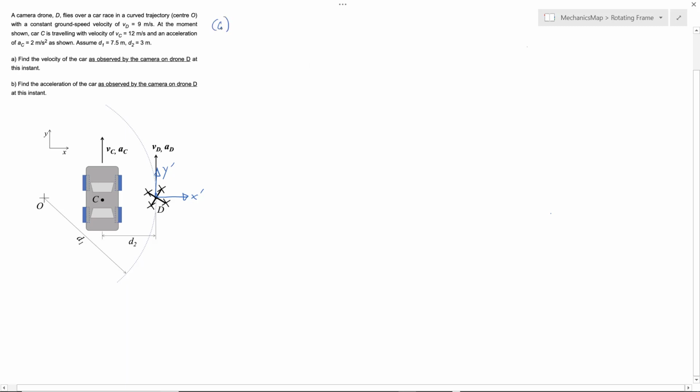Part A, we can write our rotating frame velocity equation. The velocity of the car equals the velocity of the drone plus the angular velocity of the rotating frame, or drone D, times the distance between the car and the drone, plus the velocity of the car with respect to D in the rotating frame. This is what we're asked to find.